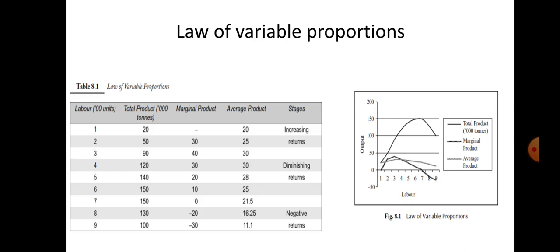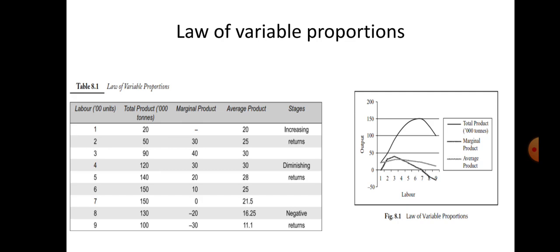This is given by Professor Benham. He states that as the proportion of one factor in a combination of factors is increased, after a point the average and marginal production of that factor will diminish. Though you increase the number of laborers, after some time the average and marginal product start diminishing. That is why it is called the law of variable proportion.